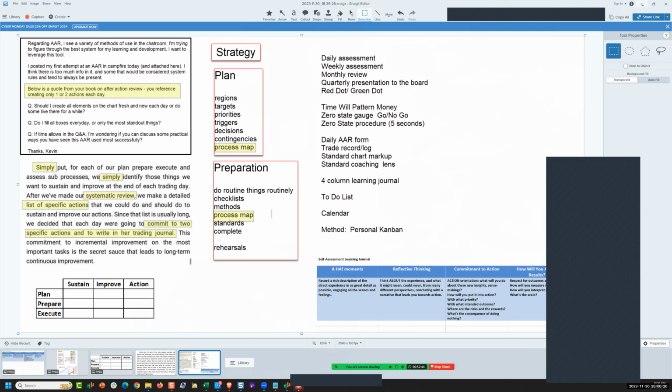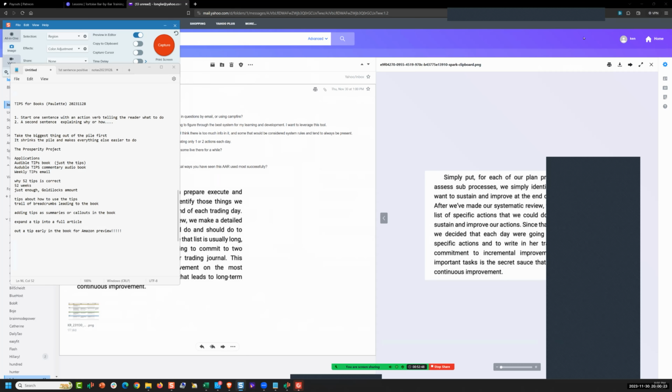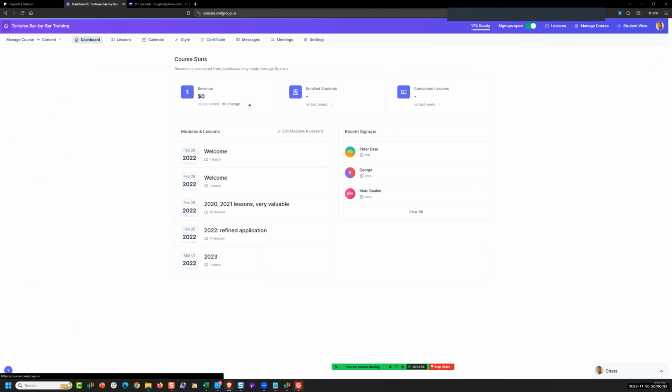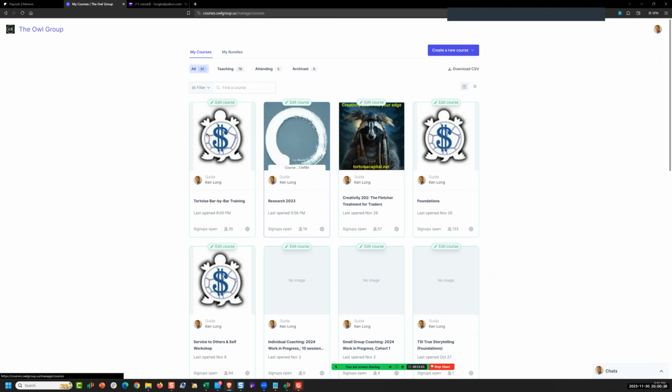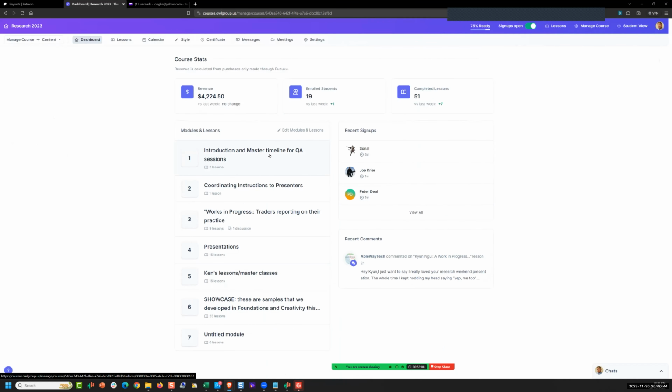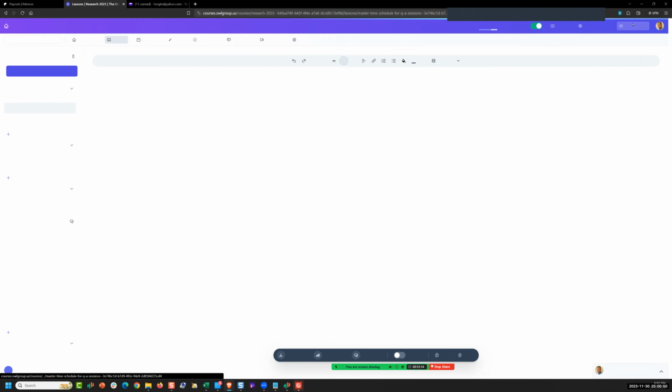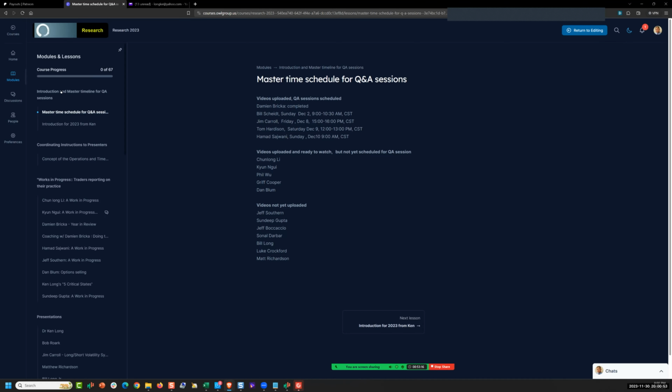Now, what I want to show, I think you guys are in the research weekend, so I want to just show you. Research, there it is. At the top of the research, if you're in the research weekend and you go to the first introduction and master timeline, the first one, master time schedule, you'll come up with this. These are the scheduled briefings that we have.